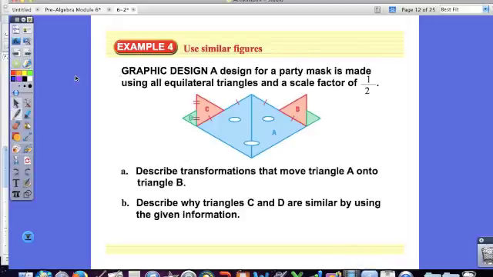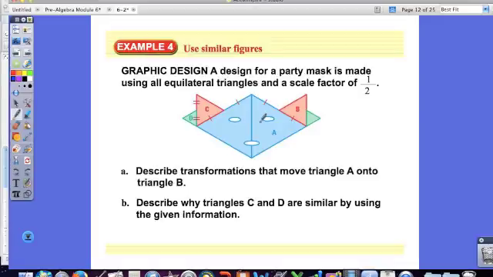And in example 4, a graphic design, a design for a party mask is made using all equilateral triangles and a scale factor of 1/2. Describe transformations that move triangle A onto triangle B. And describe why triangles C and D are similar by using the given information.